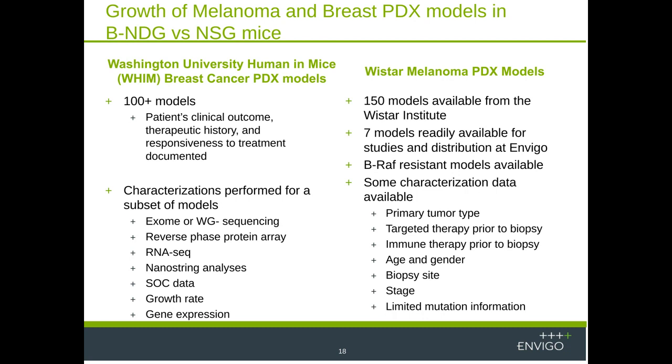We also have some characterization data available for these models, such as the primary tumor type, what targeted therapy this tumor saw prior to the grafting of the sample to generate the PDX, as well as if they received any immune therapy, and if so, which one prior to biopsy. We also know the age and gender, the biopsy site, and the stage of the tumor, and some limited mutation information.